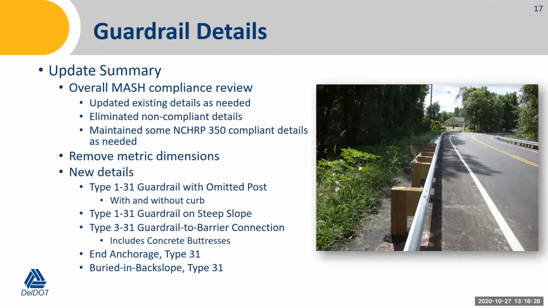Some NCHRP 350 details were maintained in the 2020 edition of the standard construction details for various reasons. We removed the metric dimensions from all the detail sheets. We added a few new details as well. Some of these I think are going to be very useful for the department moving forward, especially type 131 guardrail with omitted post, and that can be used with and without curve. Type 131 guardrail on a steep slope. The new guardrail to barrier connection that Mike talked about this morning, which includes the concrete buttress or the end post as we called it. There's a revised end anchorage detail and a revised buried in back slope detail. Those are all meeting MASH.